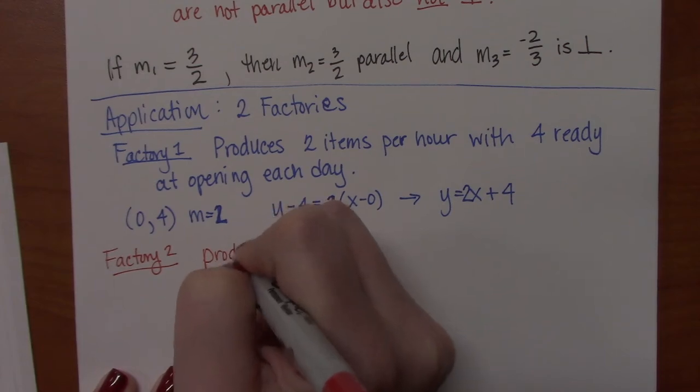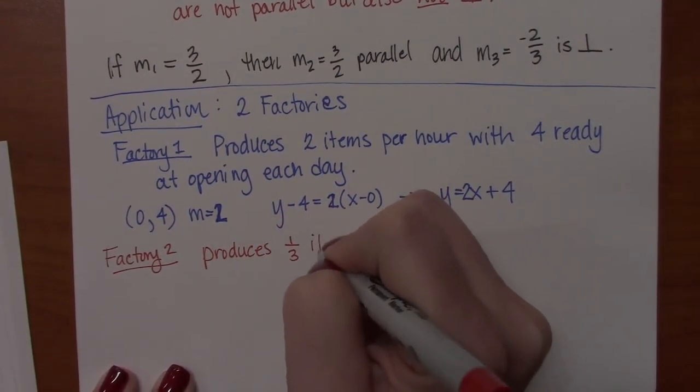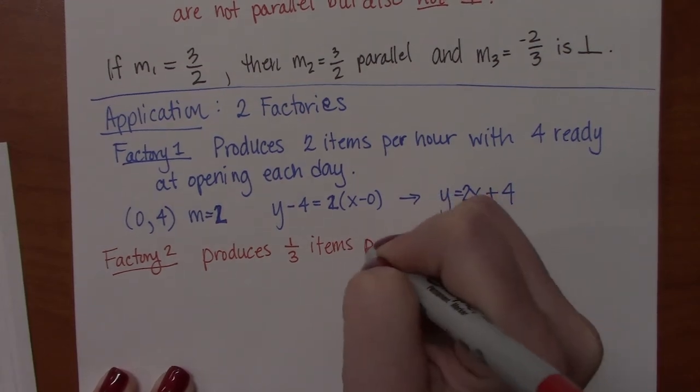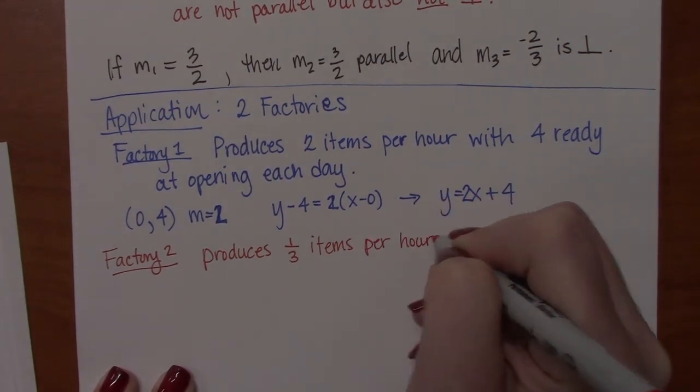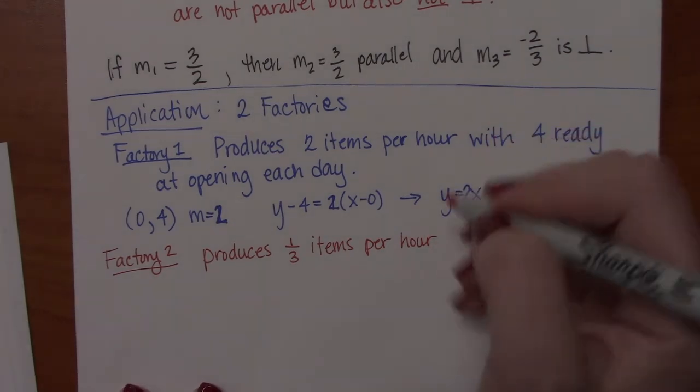So the second factory produces 1/3 items per hour, which is a very cumbersome way of describing it. Typically in the real world, we wouldn't say, oh, I make 1/3 of a thing an hour. This is just to keep our units simple. Really what happens is we make 1 item every 3 hours, and that's what it says, 1 item every 3 hours. So that would translate into 1/3 of an item per hour, okay? So we produce 1/3 items per hour.